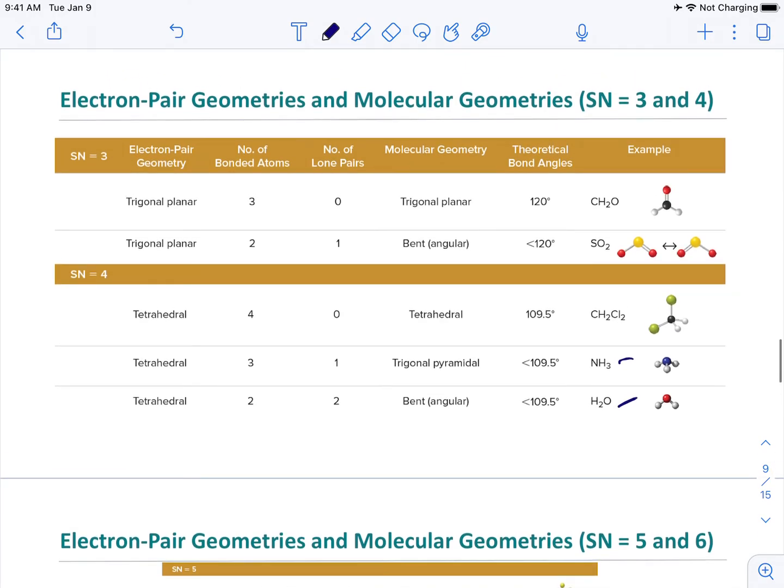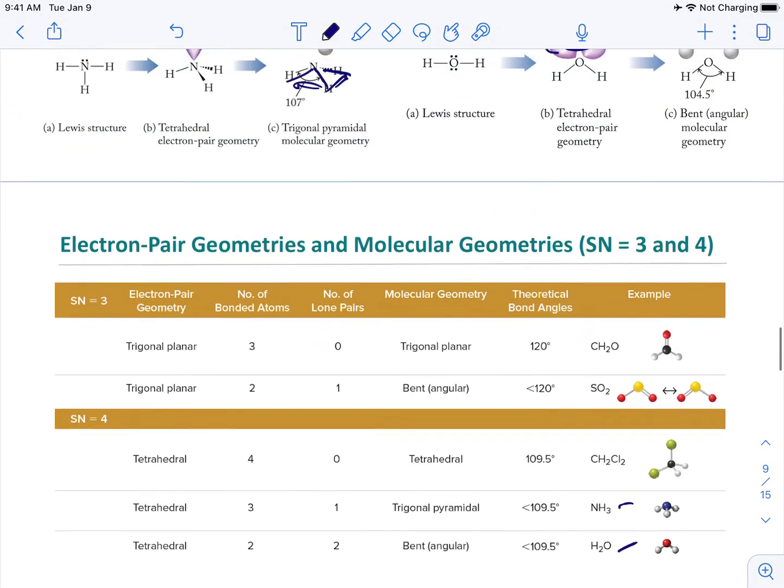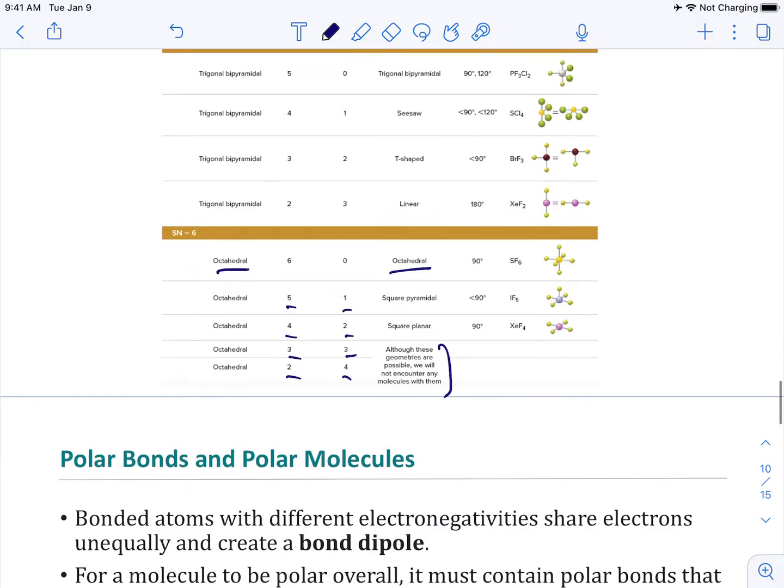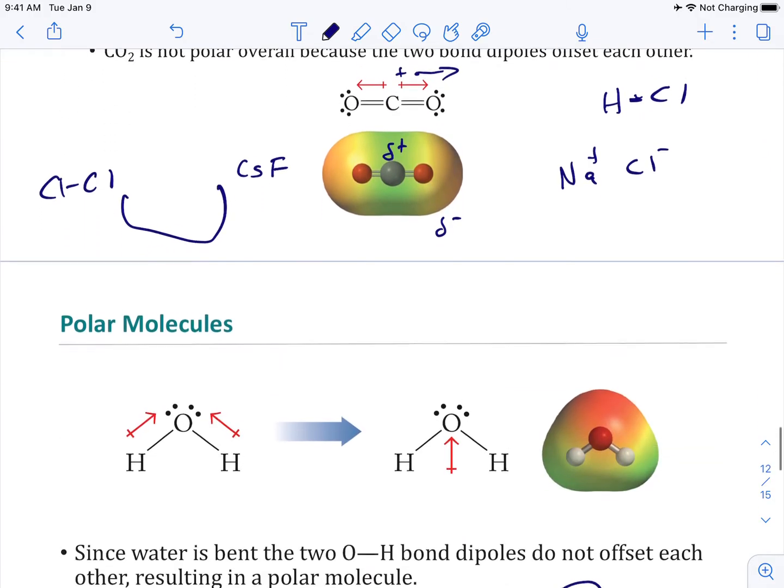The bond angle in ammonia is no longer 109.5, it's 107. Tetrahedral is 109.5. When you get down to bent, these 2 lone pairs take up even more space than this one lone pair up here, and push it slightly more down. You wind up at 104.5. So that's the bond angle part of the chapter that's important.